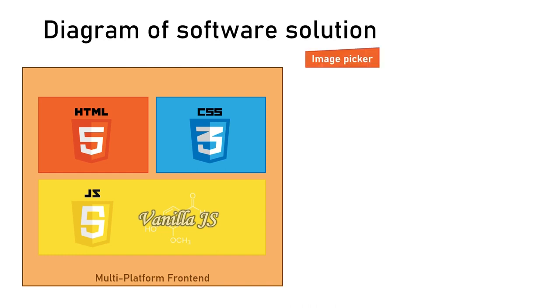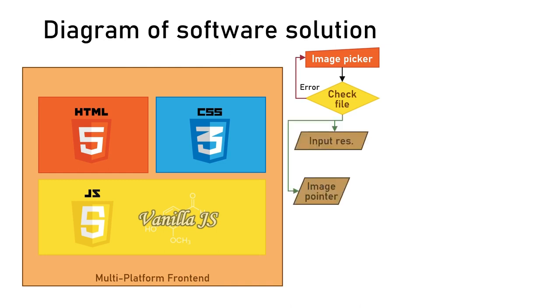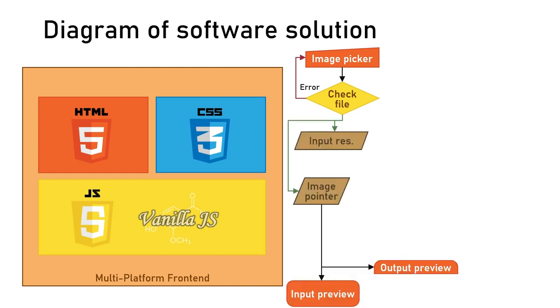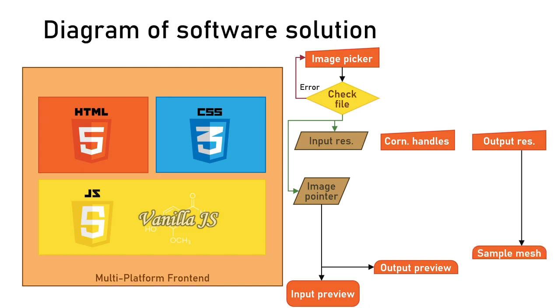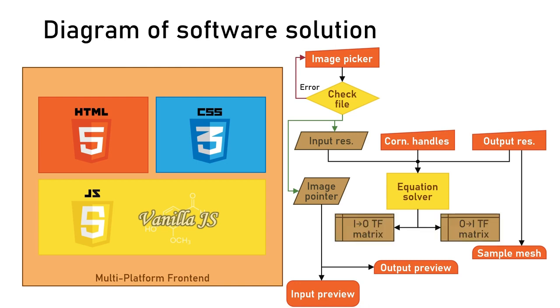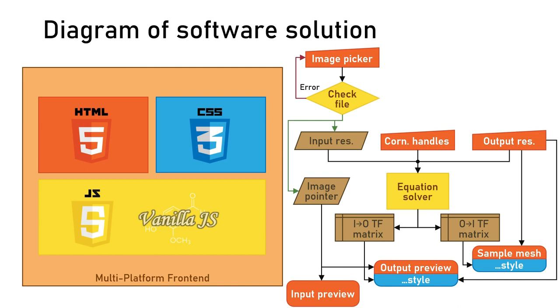First, we start with a typical HTML file picker, with JS to check if the upload is a valid image. When positive, this will get the image's resolution and generate its URL, which will be referred to by the input and output previews. Other user inputs include 4 transformation corners and the output screen resolution, which will be used to define sampling mesh dimensions. Coordinates are fed into an equation solver, which produces the linear transformation matrix both forward and reverse. These get applied to the output view and mesh using CSS, and the browser does the rendering for me.